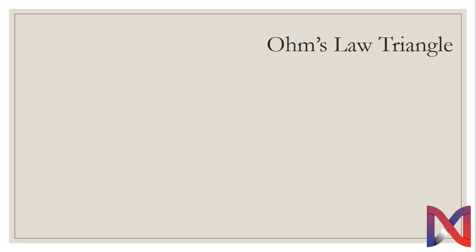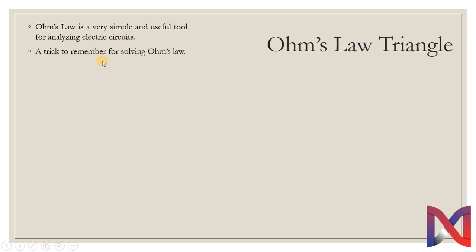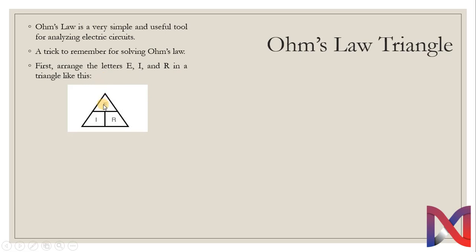Let's move forward to the Ohm's Law Triangle. Ohm's law is a very simple and useful tool for analyzing electric circuits. A trick to remember for solving Ohm's law is the Ohm's Law Triangle. First, we have to arrange the letters E or V, I and R in a triangle like this. We draw a triangle and make its 3 portions. In the first portion, we mention V or E, second I, and third is resistor.